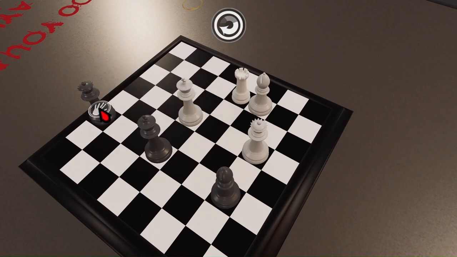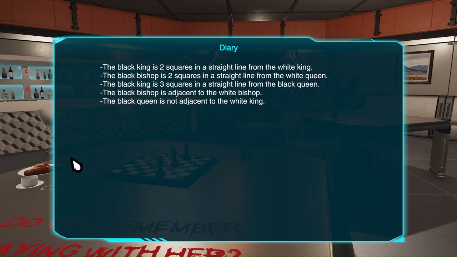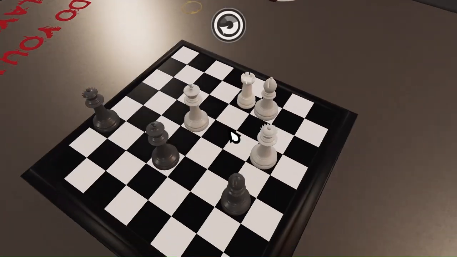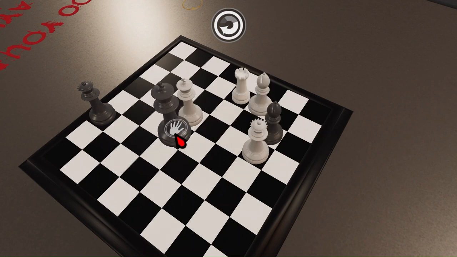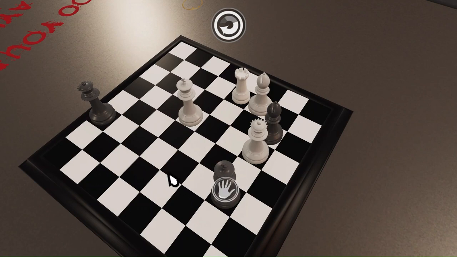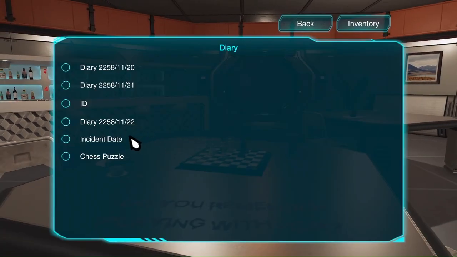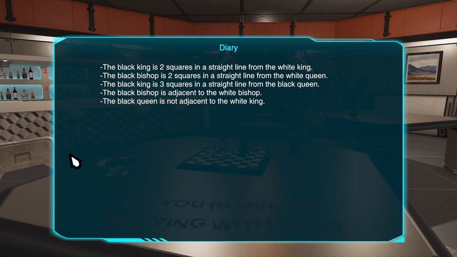Okay, so that was basically what I had before, but just different. The black bishop is adjacent to the white bishop, and the black queen is not adjacent to the white king. Is that classed as adjacent? But then it says it's a straight line. Yeah, no, I'm not a chess person, so this is not fair. I don't know what it means by adjacent, and I don't know if it wants two squares, as in one, two empty, or one, then two, where I'm doing it.